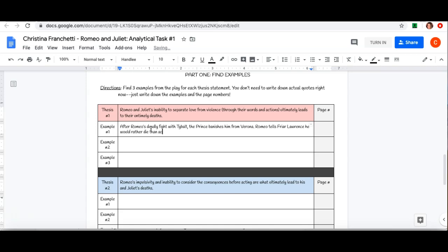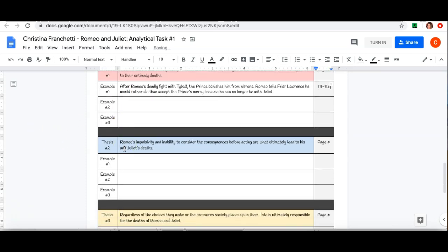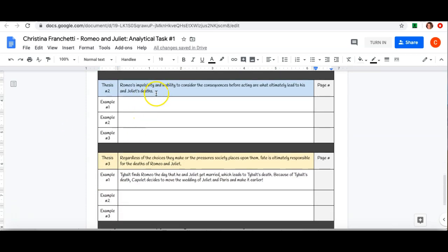Okay? So because he would rather die than be banished, he's not accepting the prince's mercy because he can't be with Juliet. Obviously, what you would argue with this example is how that is ultimately going to lead to the deaths of Romeo and Juliet because he's not being rational and logical. And where we find this, pages 111 to 113.